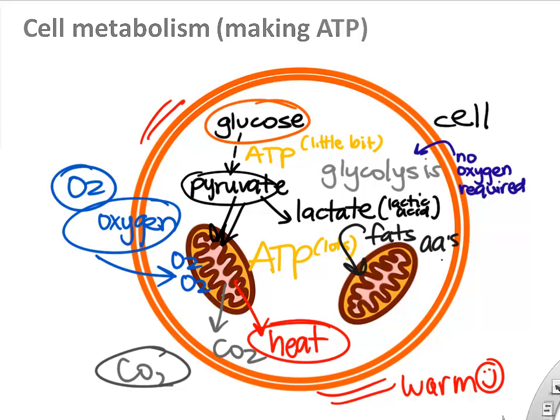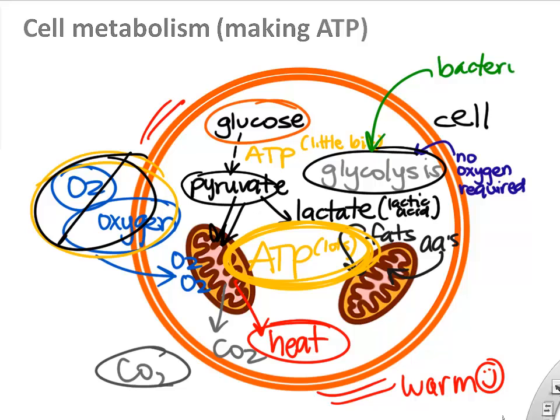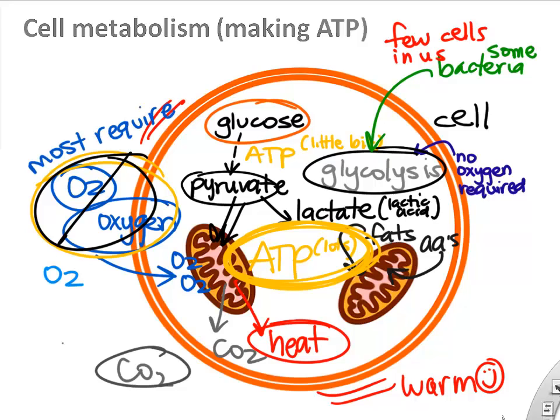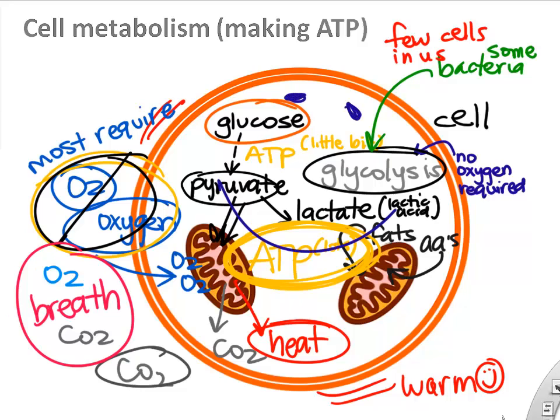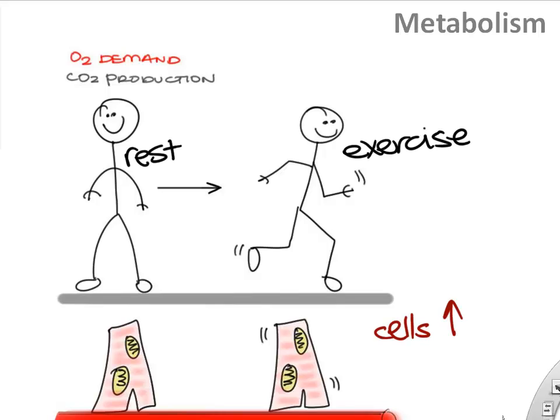Our cells also like to use fatty acids and in some cases amino acids to make ATP in our mitochondria as well. Again, you need oxygen for this to occur. Some cells and some bacteria don't need any oxygen. They only use glycolysis to make ATP, but most of the cells in our body need oxygen. We call that oxidative phosphorylation or aerobic phosphorylation when we produce ATP in our little mitochondria.